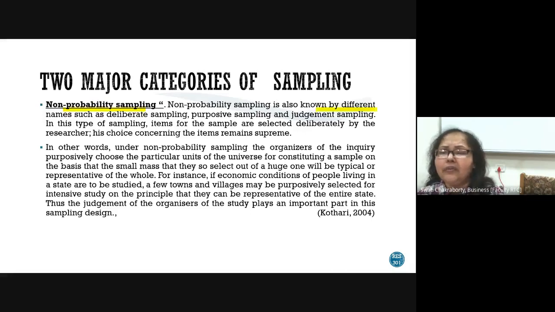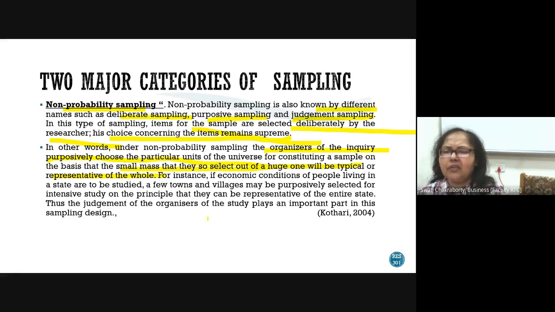It's also known by different names. It could be deliberate sampling, purposive sampling, judgmental sampling. So here what happens, the items for the sample are selected deliberately by the researcher. So the researcher already knows, right? His choice concerning the items remains supreme. He or she decides how to choose it. So what happens here, the organizers of the inquiry purposely choose the particular units of the population which would comprise a sample, on the basis that the small mass that they select out of the huge population will be typical or representative of the whole population.